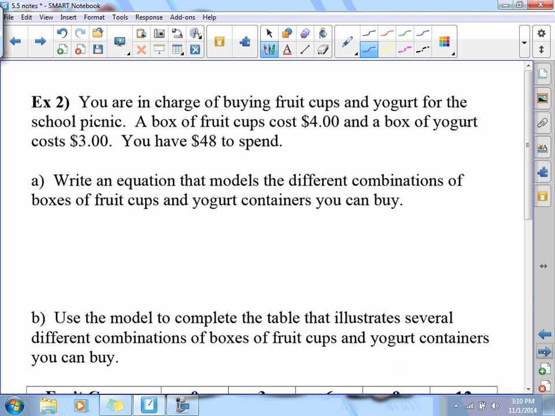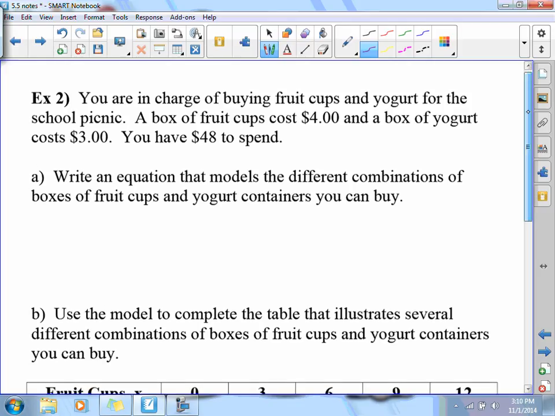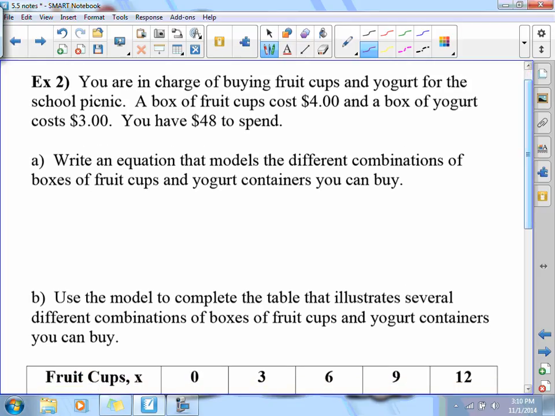In example 2, we're going to see the other model where they follow more of a standard form. And sometimes I think these are easier. Okay, so here you're in charge of buying fruit cups and yogurt for the school picnic. A box of fruit cups costs $4 and a box of yogurt costs $3. You have $48 to spend.